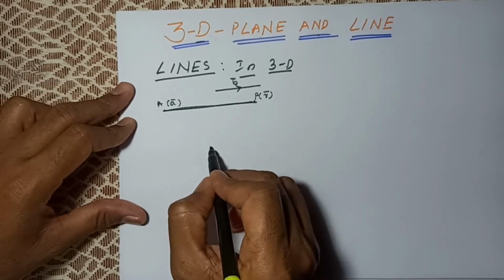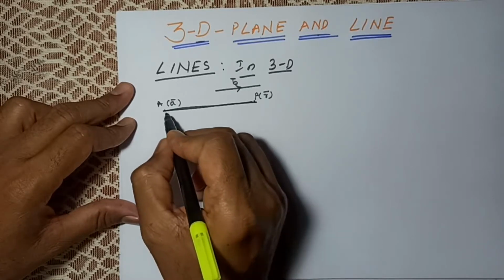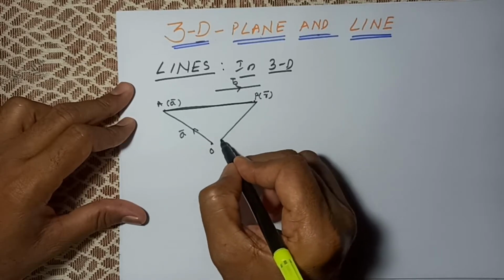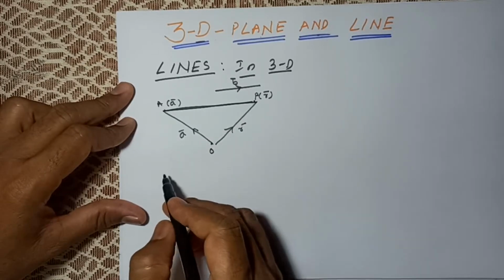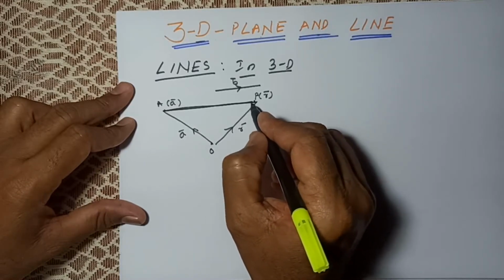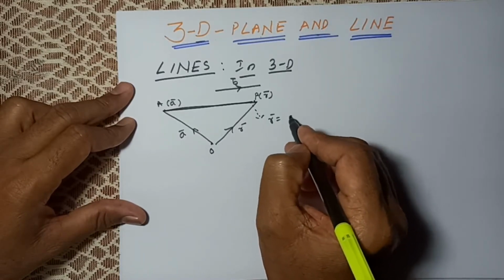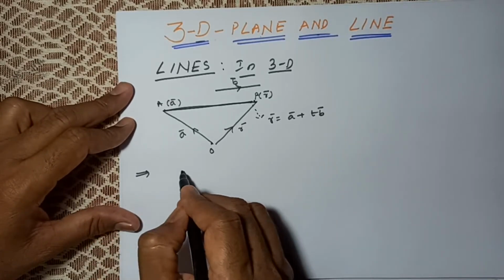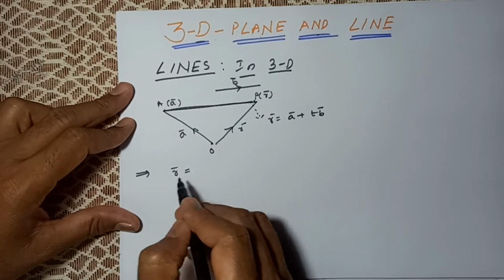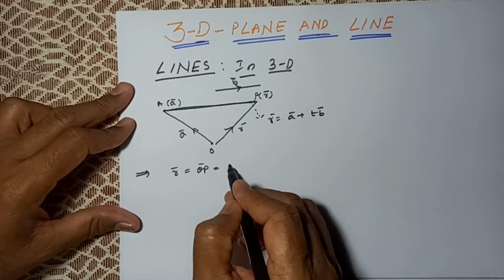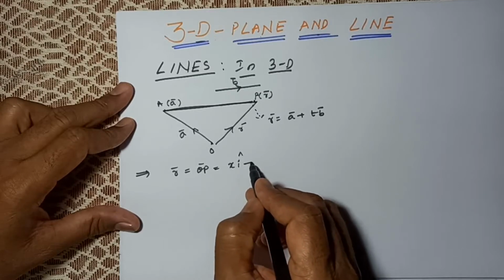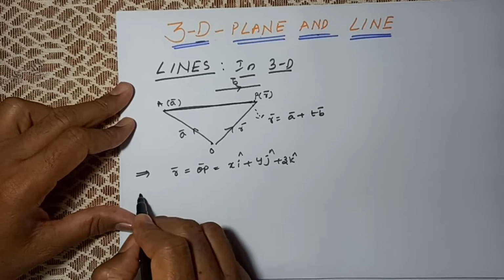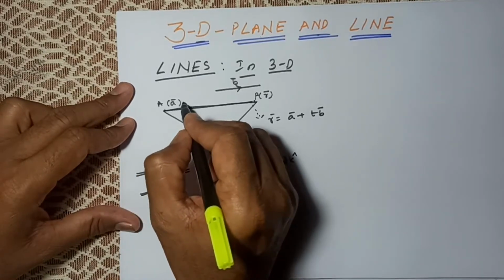P of R bar. Let us take O as any reference point. So this is the A bar and this is R bar. Then this line equation will become R bar is equal to A bar plus t B bar. So what we can observe, any locus point OP bar is equal to the vector xi cap plus yj cap plus zk cap, and this line is passing through the point.